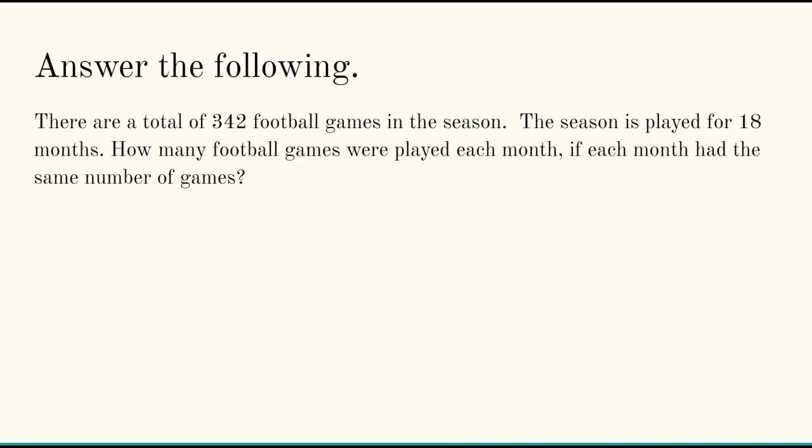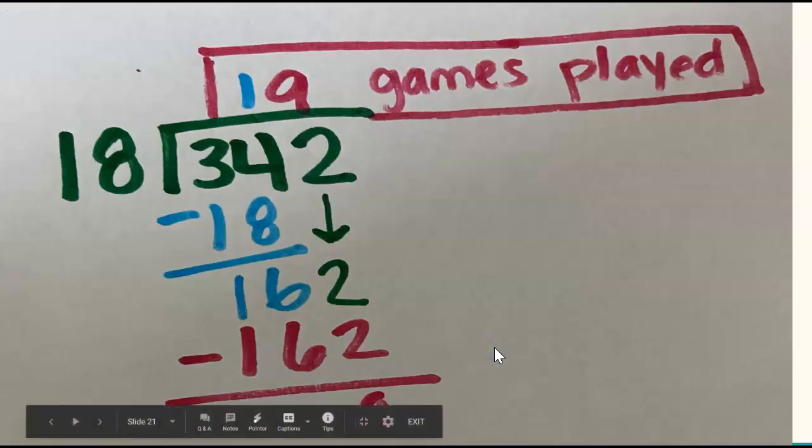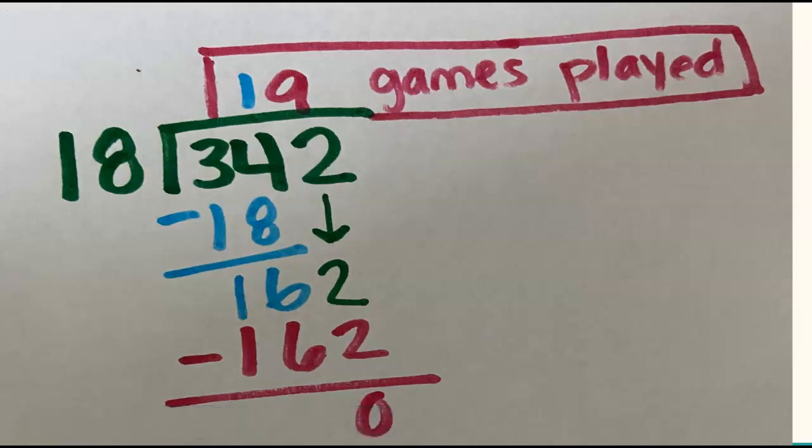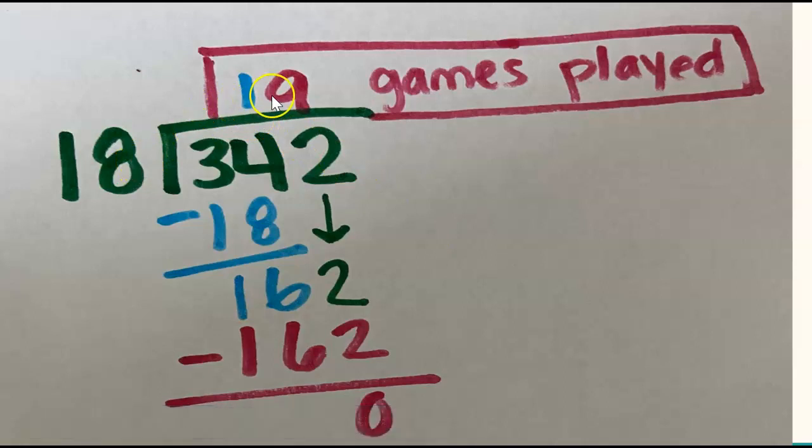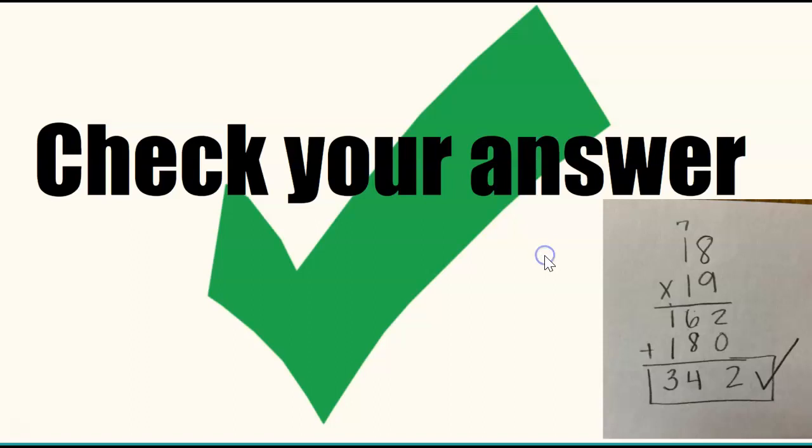Now, in your paper journal, go ahead and solve this problem. Feel free to pause the video while you work it out and then come back and push play once you have your answer. You should have ended with 19 games played. Make sure you check your answer by multiplying 18 times 19. You will end up with 342.